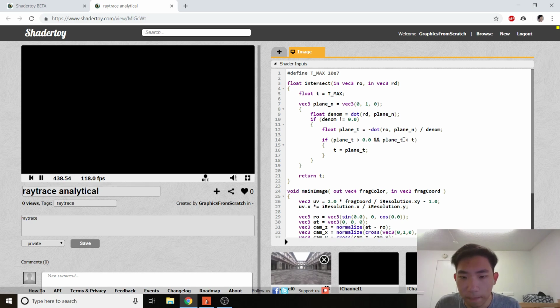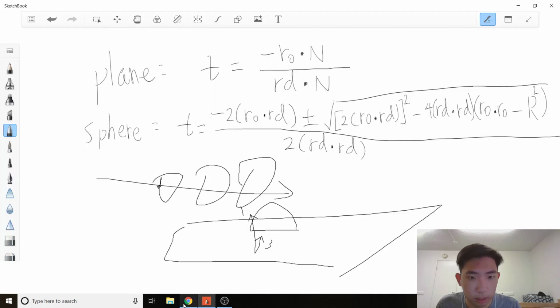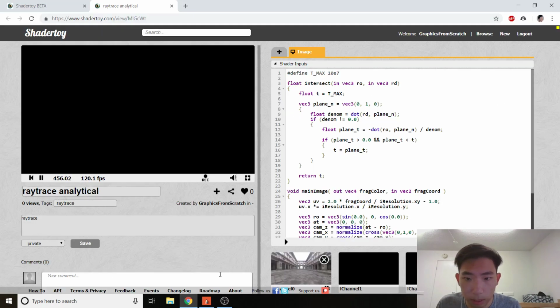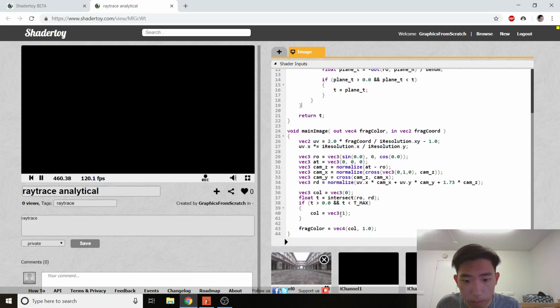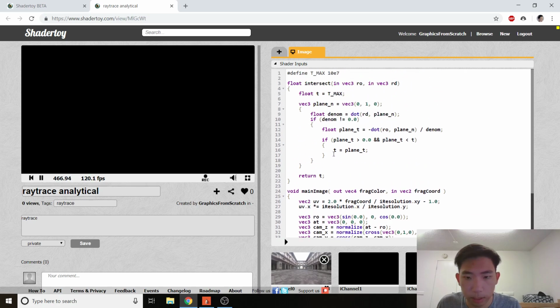All right. So let's see. Dot denominator. If denom not equals to 0, then we update it. Okay. I don't really see what the problem is. Let's look at the equation again. So RD. Okay. And if the return t is less than t max and t is bigger than 0, that means we've hit something.